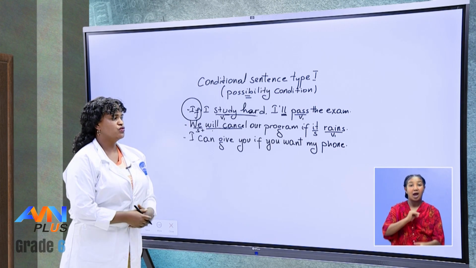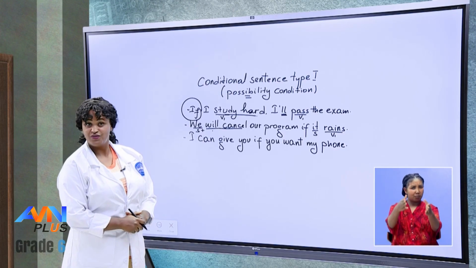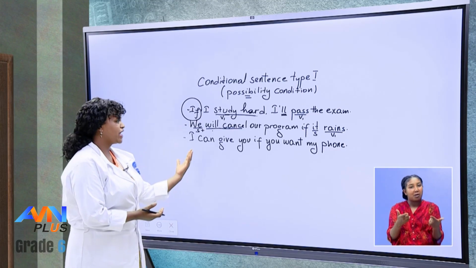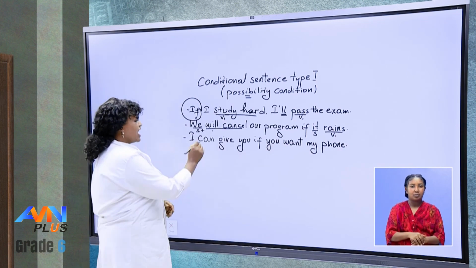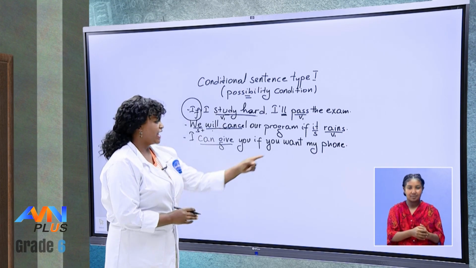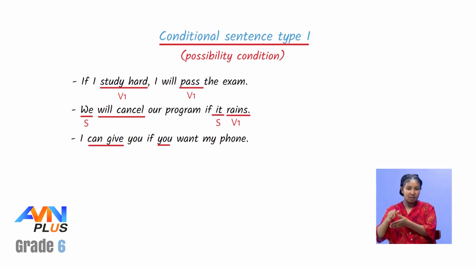I can give you, if you want, my phone. I can give you. Yes? Here is what? A possibility. Yes? I can give you my phone if you want. So, what do we have here? We have can with verb 1, right? And when we come to the condition after the if clause, we have a subject plus verb 1.